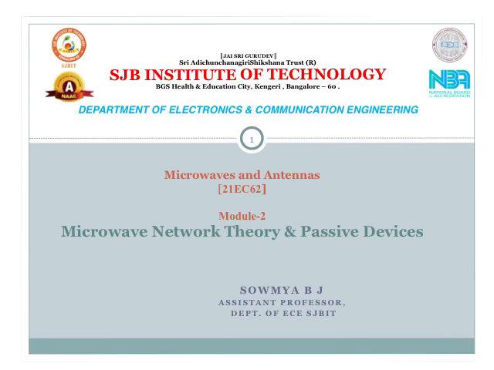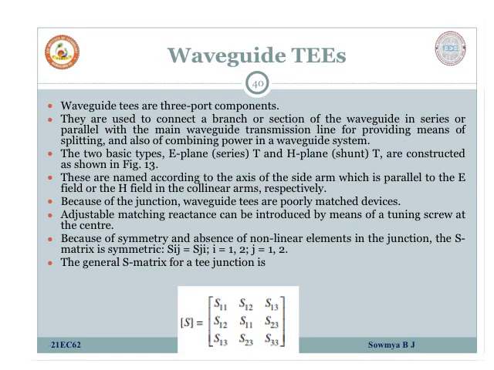In this session, I will be discussing the Module 2 topic of microwave and antennas. The topic of discussion is waveguide Ts. The waveguide Ts are 3-port components. They are used to connect a branch or section of the waveguide either in series or in parallel with the main waveguide transmission line. And the purpose of these waveguide Ts is mainly to provide splitting as well as combining power in the waveguide system.